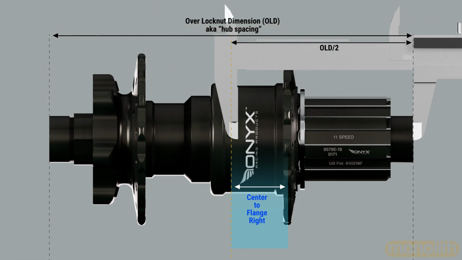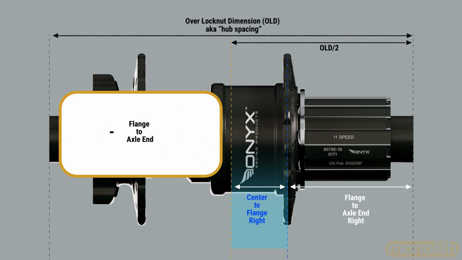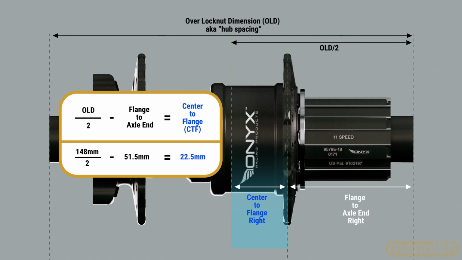Because calipers can't be accurately placed on the center line, we measure what we can, from the locknut end to the center of the flange. Subtract this distance we've measured from the center line. The result is the center-to-flange value. For this example, 22.5 millimeters.